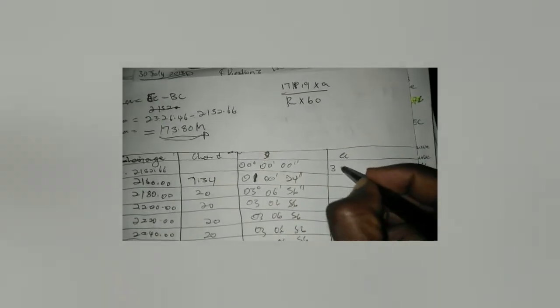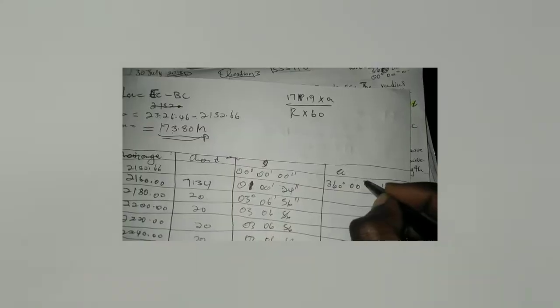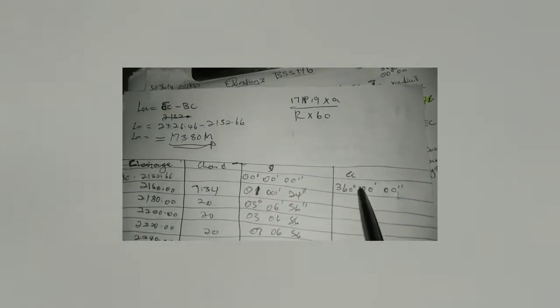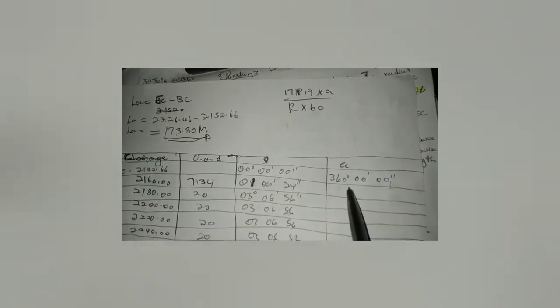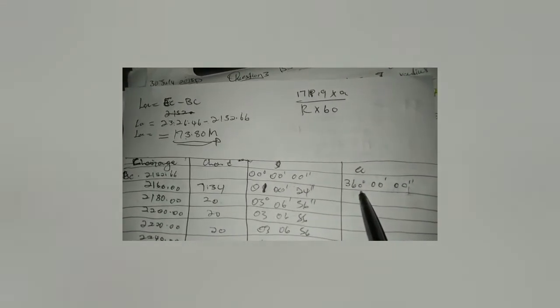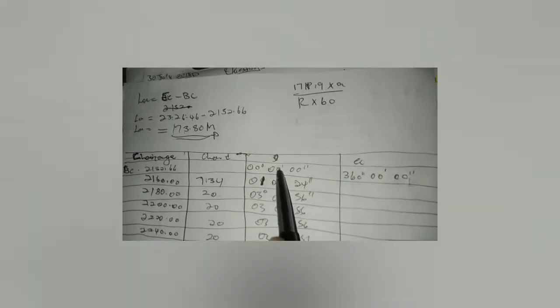And then here, because the curve is to the left, you write 360 degrees, 00 minutes, 00 seconds. For you to get this answer, you say this minus this, it must give you this. You get your answer: 360 degrees minus this, not minus this.